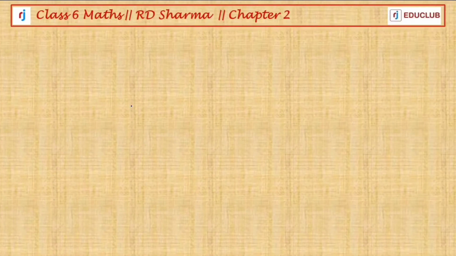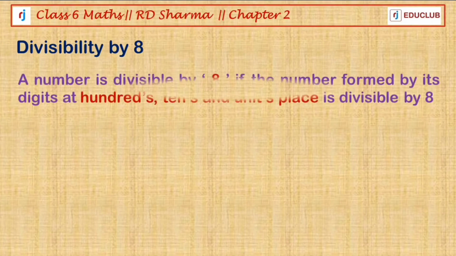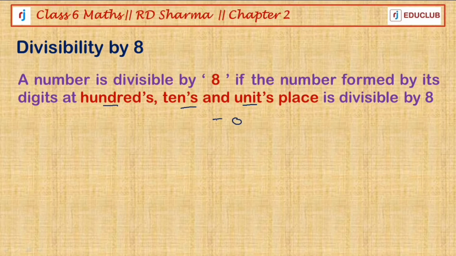Next is divisibility by 8. What is divisibility by 8? A number is divisible by 8 if the number formed by its hundreds, tens and units place digits is divisible by 8. We'll take three digits: ones place, then tens place and hundreds place. If these three digits form a number divisible by 8, then our number is divisible by 8.